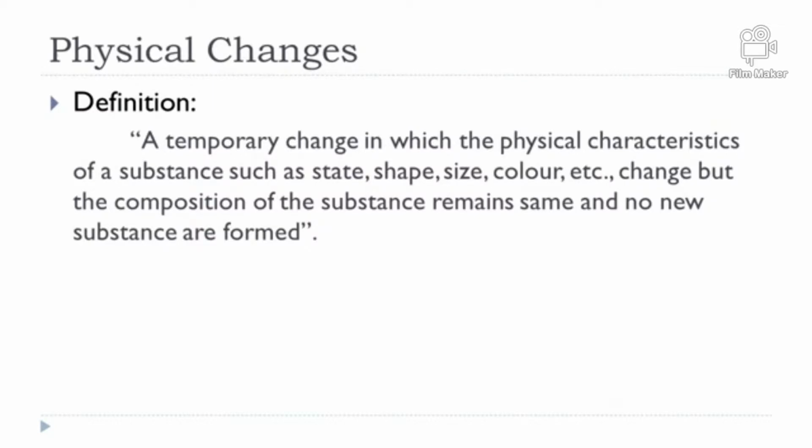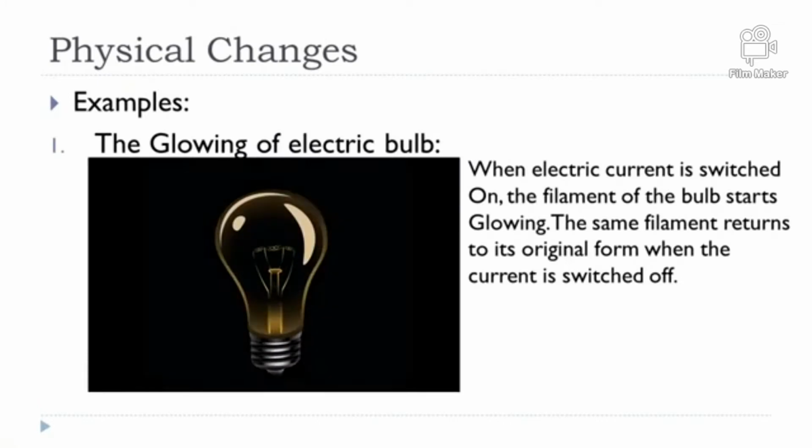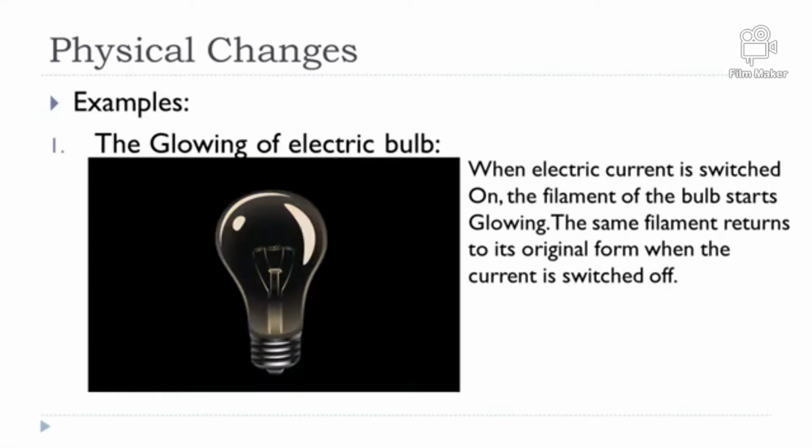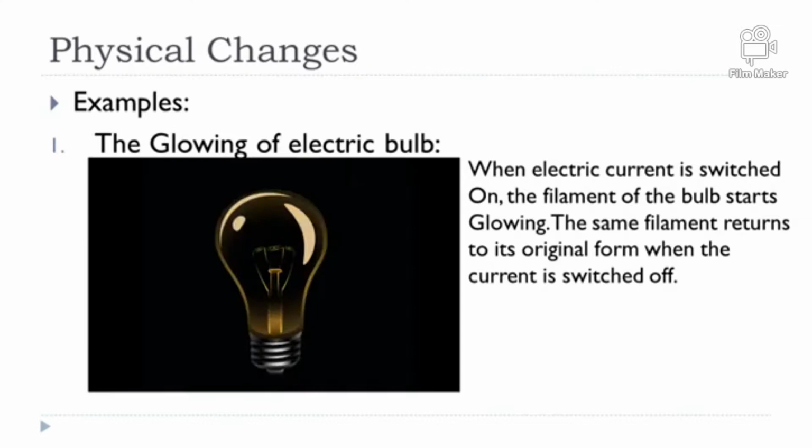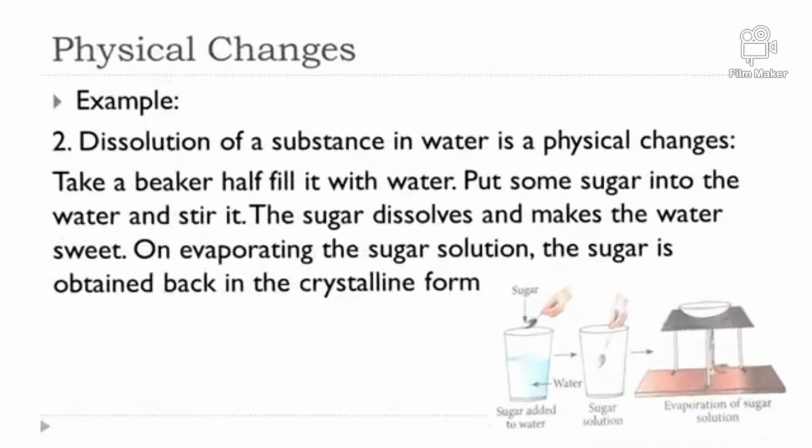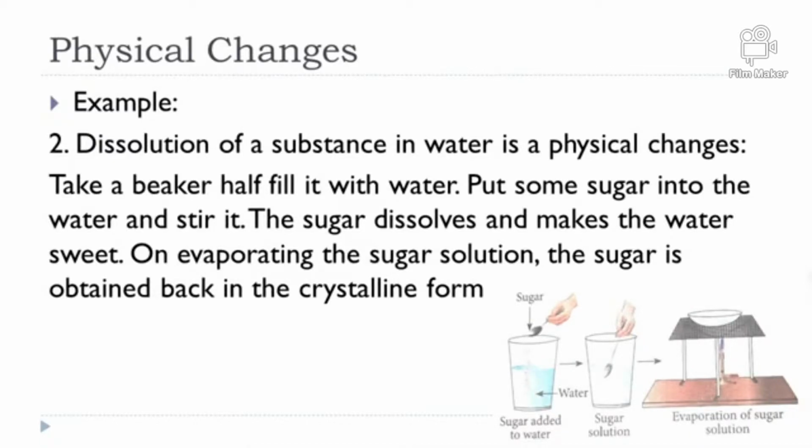Some examples of physical changes are the glowing of an electric bulb. The filament of the bulb starts glowing and the same filament returns to its original form when the current is switched off. Dissolution of a substance in water is a physical change. Try to dissolve sugar in water. Once the water is heated and evaporation starts, the sugar can be obtained back in the crystalline form.